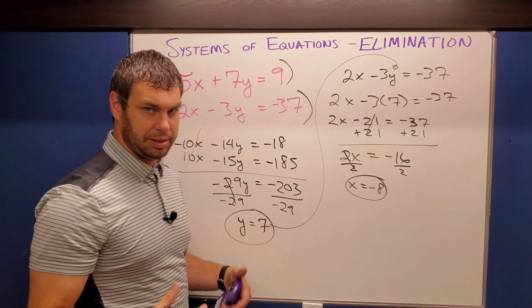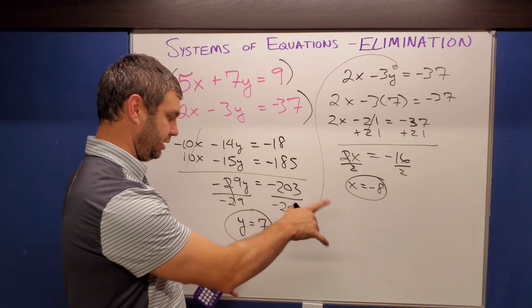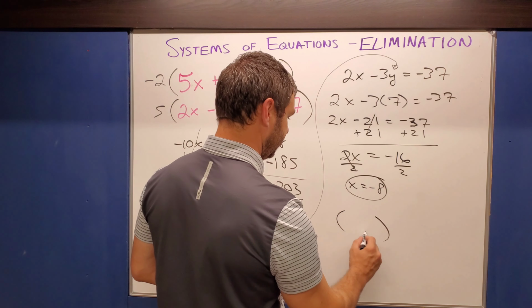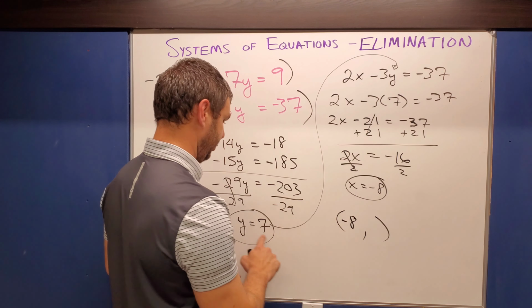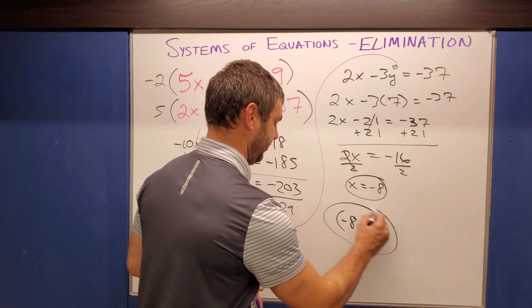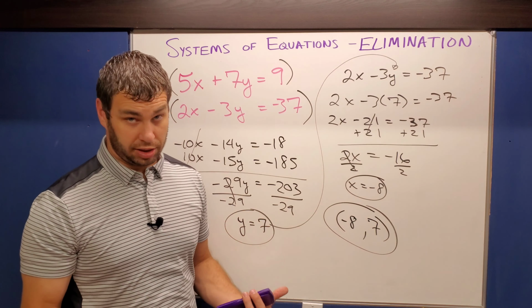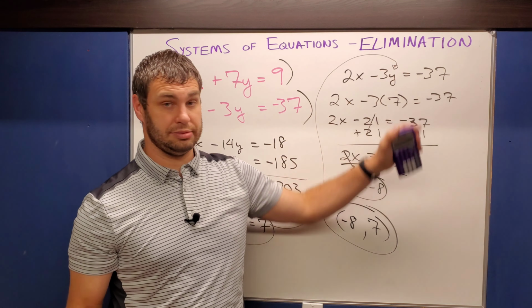All right, again, remember, you write your answers as an ordered pair. Don't leave it like this. And your ordered pair for this one, the x is negative 8, and your y is 7. All right, so that is how you solve a system of equations using elimination.